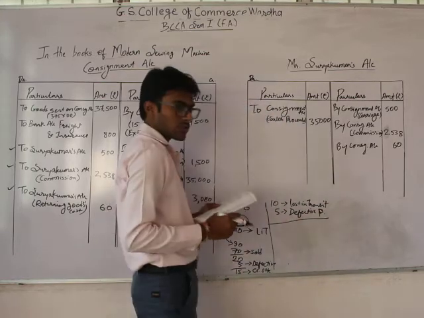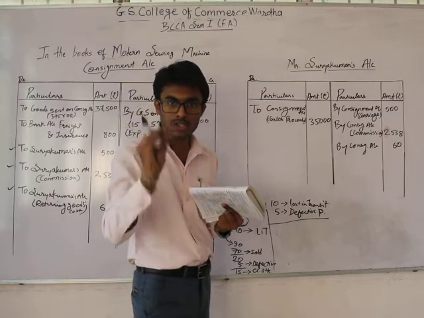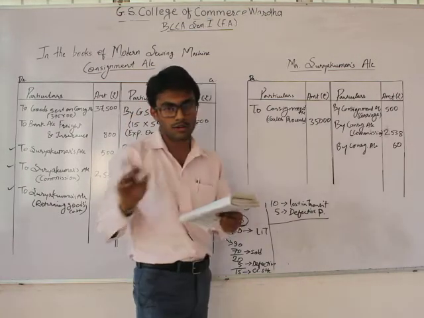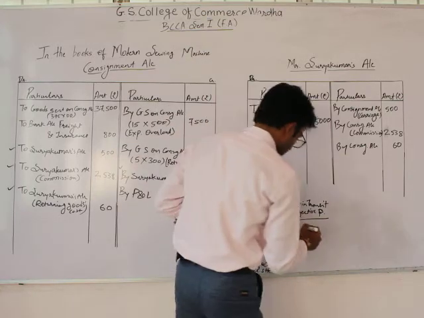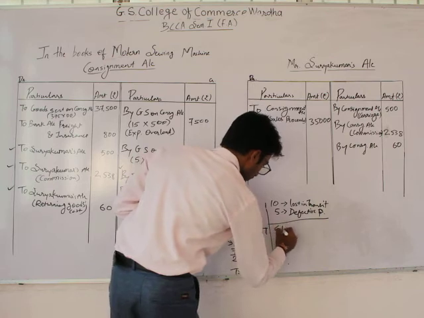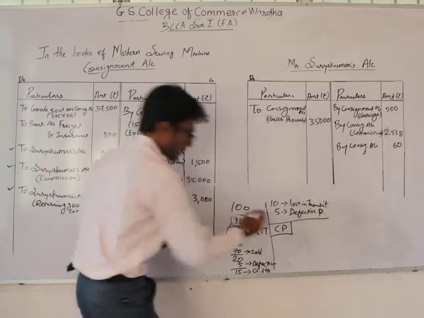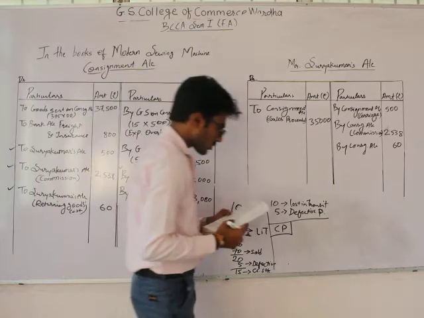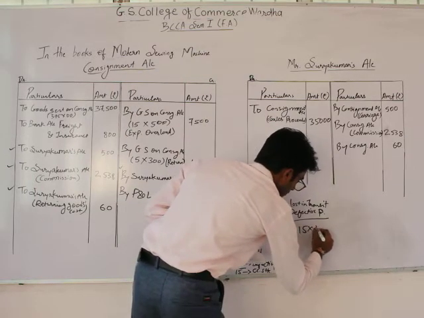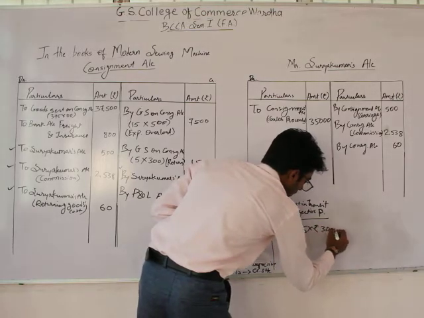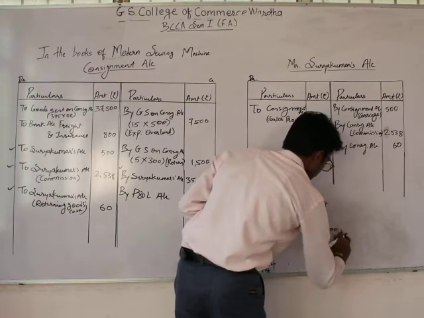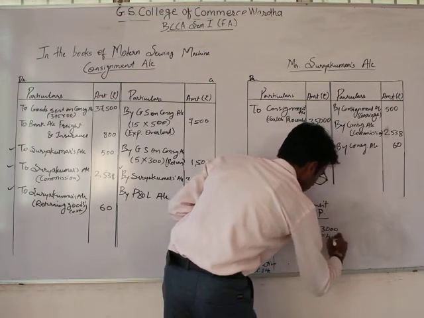Done. So we have to calculate cost for 15 units at invoice price and also at cost price. First of all, we have to calculate at cost price. So we are calculating for CP. CP means at cost price. So cost price for 15 units, cost price is rupees 300, which is given in the question, and this will be 4,500.